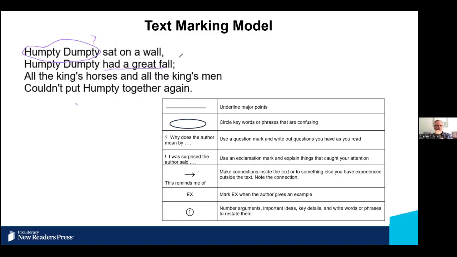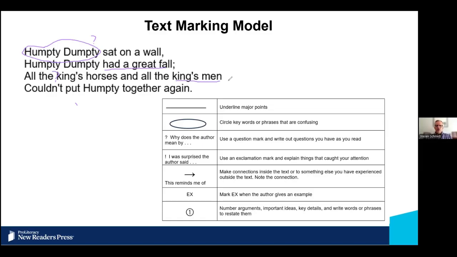This third line is really interesting because it says all the king's horses and all the king's men couldn't put him together again. So this is real. I am having trouble with a horse. How would a horse put somebody or something together again? I don't get that. Horses have hooves. I don't understand how a horse could piece something together. So I'm going to put a question mark there. I don't get that. The king's men.